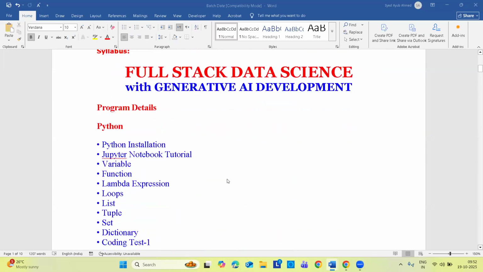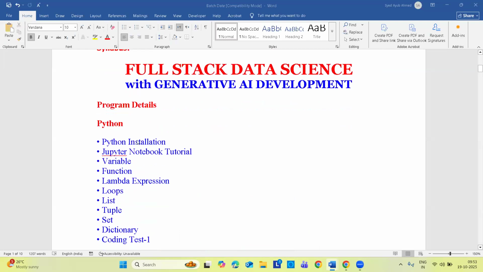Coming to the syllabus, we'll start with Python first. If you can see here, program details. We are actually using Jupyter notebooks for our working purpose and for this course purpose. So I'll walk you through the Python installation part. Jupyter Notebook is an IDE, guys, where you write the code.